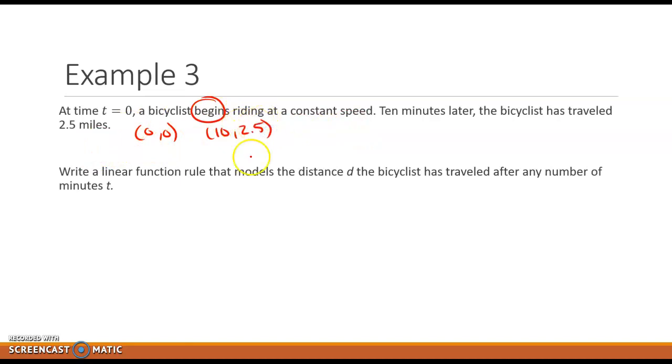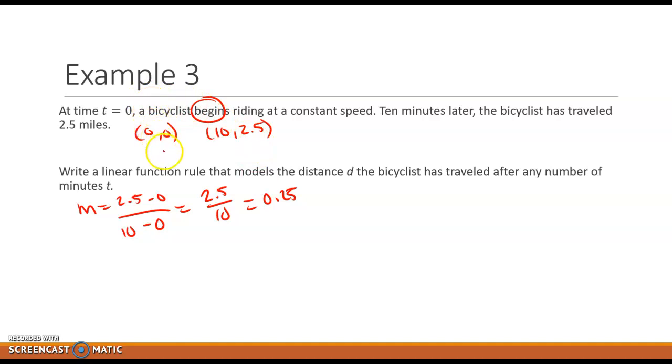2.5. We're going to write a linear function rule that models the distance d the bicyclist has traveled after any number of minutes t. So the first thing we need to do is find m. So 2.5 minus 0 over 10 minus 0. So we end up with 2.5 over 10, which is going to be 0.25 as our slope. And then from here, or 1/4, either one of those, we need to find our y-intercept.